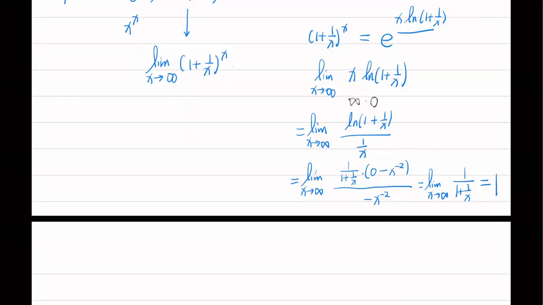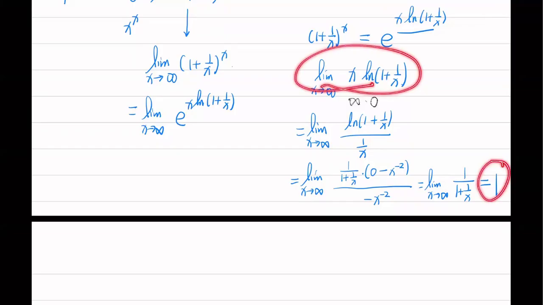Now what's this limit? The exponent goes to 1. What about this? Limit as x goes to infinity. Let me copy the formula. x times logarithm. So this thing goes to 1.